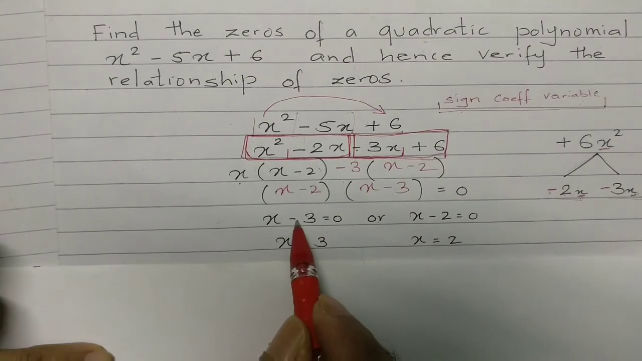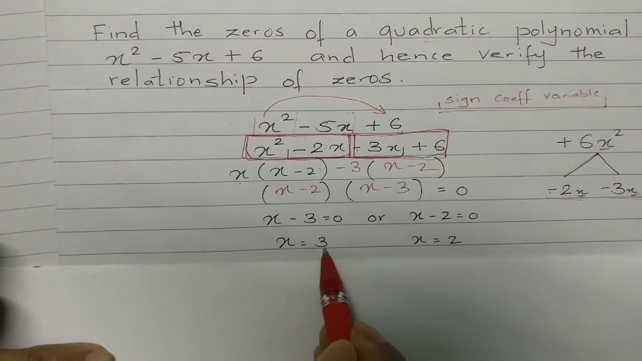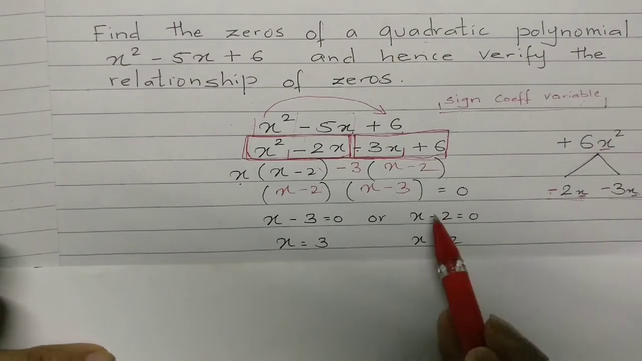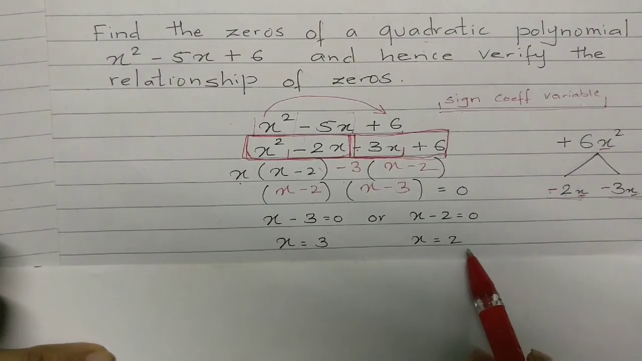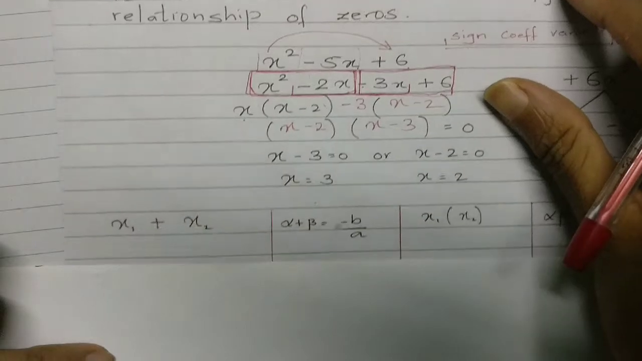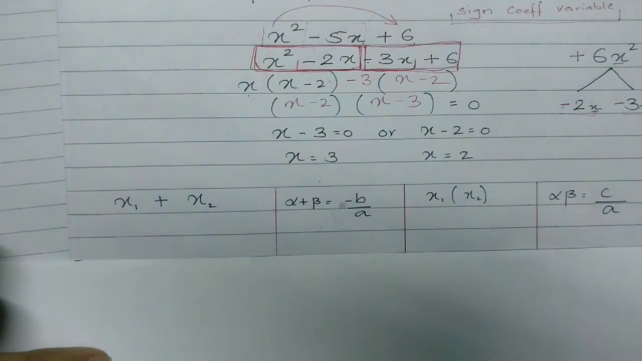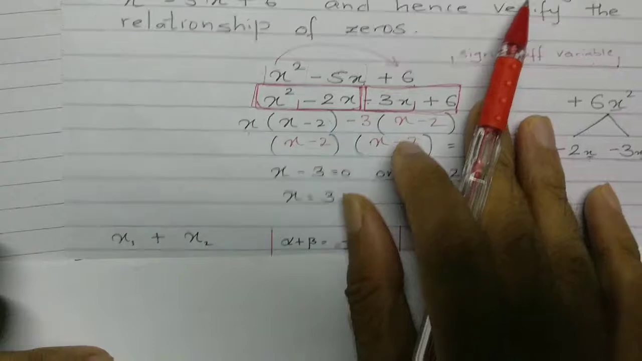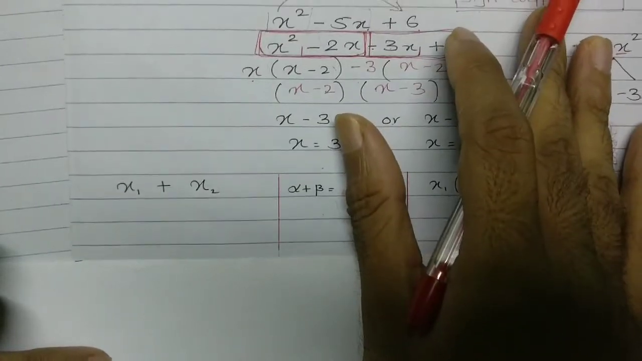And then finally, this 3, there is a negative, goes on the other side, becomes positive. So x is equal to 3. And this would become x is equal to 2. Okay. Now, we were told to verify the relationship. Verify. Right. So let us check.